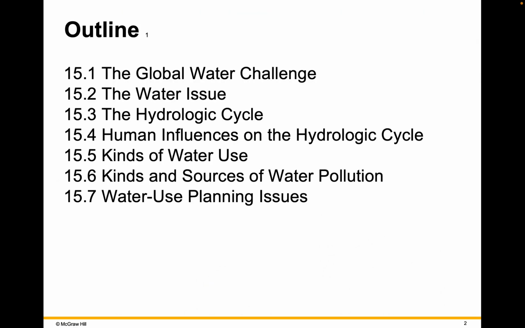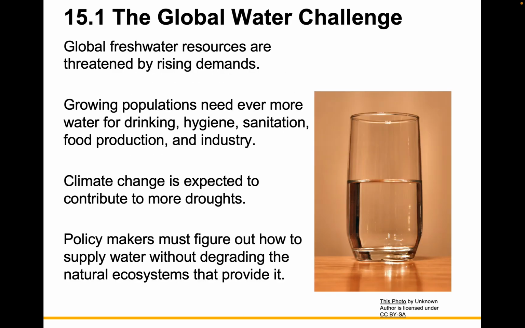So we'll talk about global water challenge, water issues. I'm going to skip the hydrologic cycle in this lecture. You should read through the section in your textbook, but I assume you all understand what the water cycle is. Human influence on the hydrologic cycle, what kinds of water usage, and kinds and sources of water pollution, and water use planning issues. So the global water challenge.